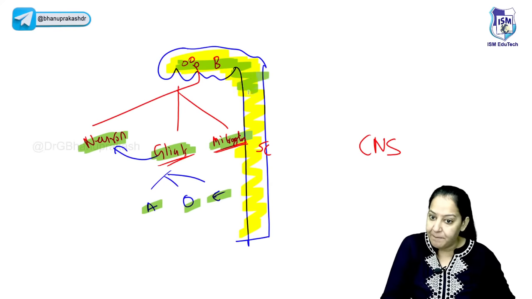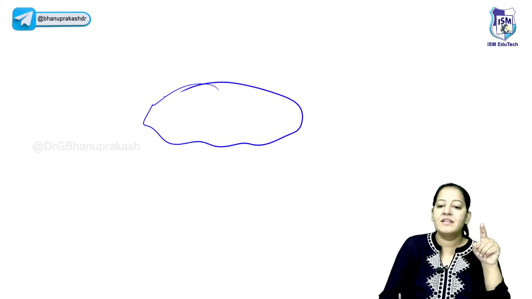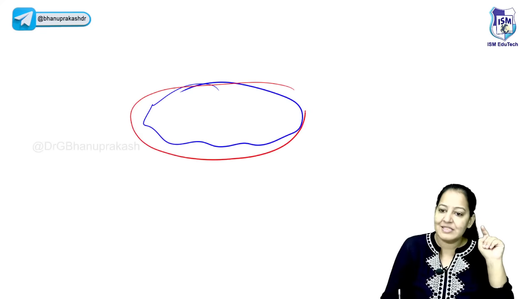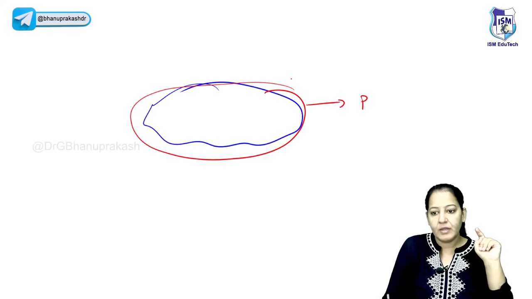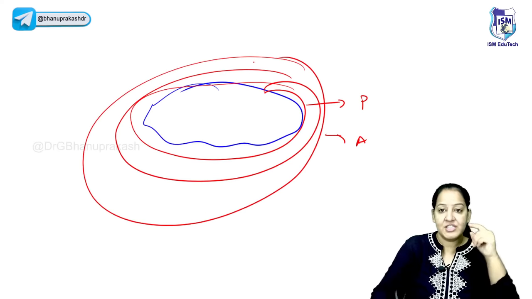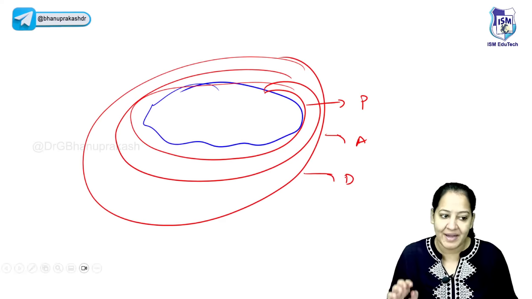The parenchyma is made up of these. Now the brain and the spinal cord, let me draw the brain. The brain and the spinal cord are covered by 3 meninges. The innermost is known as pia mater. The middle one is known as arachnoid. And the outermost, just below the skull, is known as dura mater. So the tumor can occur in the meninges also.